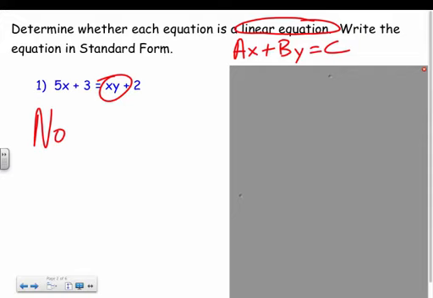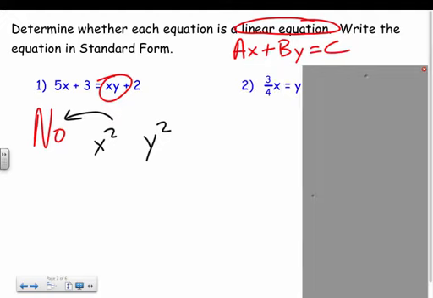Other no's that I might have is if I had a square on my x term, or I had a square on my y term, any exponent on my x or y, or the x and y being multiplied, those will all end up being no's. They are not linear equations. They'd make different types of graphs.